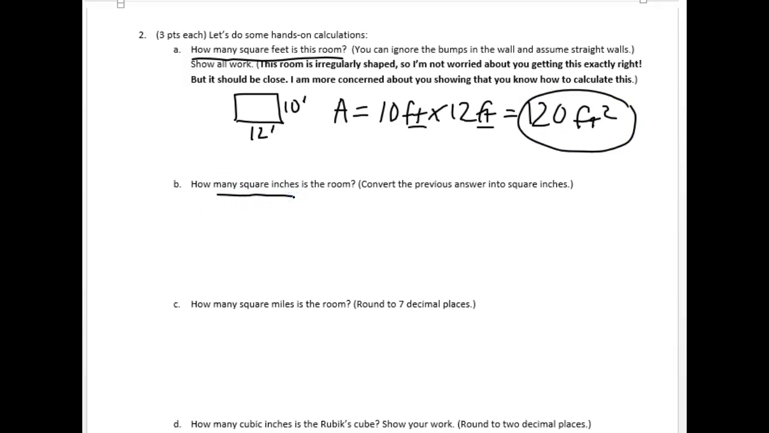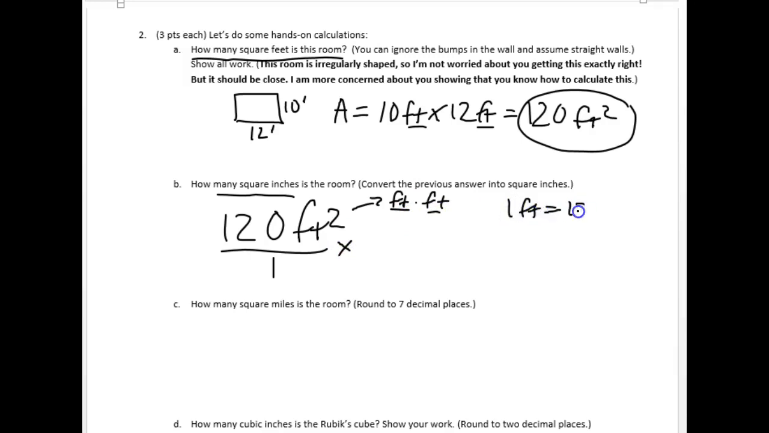So remember, when you're converting square feet, I'm starting with my process. I have 120 square feet. Remember our factor labeling, you want to put that over 1 to make it a fraction. I need to convert feet twice, because a square foot is a foot times a foot. So I need to cancel out feet twice in this one. My conversion factor here is 1 foot is 12 inches. So that's my conversion factor.